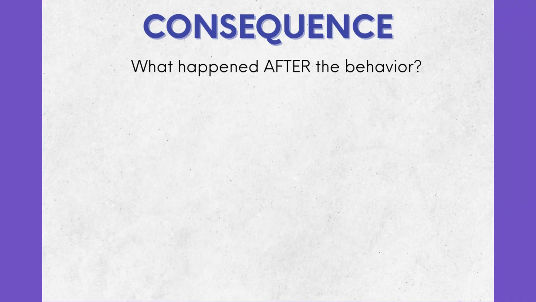Now we're finally at C for consequence. The consequence of a behavior refers to what happens after the behavior occurs.